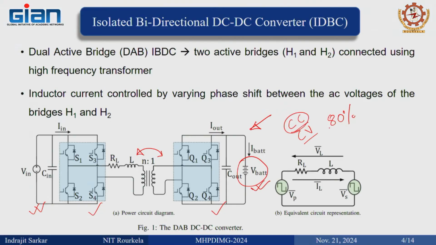So, you charge at constant current up to 80% of SOC, and then you move to constant voltage charging. Otherwise, if you continue, the battery could be overcharged. Okay, so 80% of SOC, and then you move to constant voltage charging.